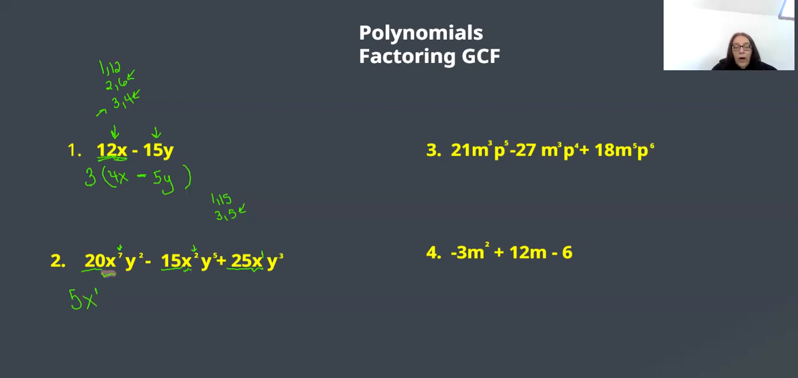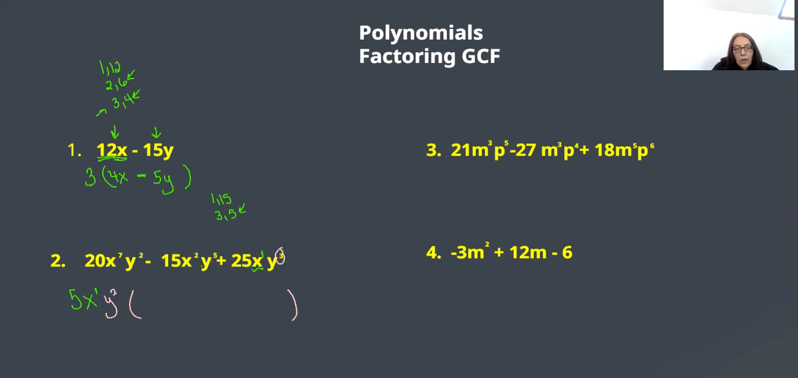Now let's look at the y's. Does every term have a y? Yes. So then we have to look at the exponents for the y's. I've got a 2, I've got a 5, and I've got a 3. The smallest is a 2, so that's what I can take out. We started with 3 terms, so we need to have 3 terms in our parentheses. I'm going to clean this up a little bit.